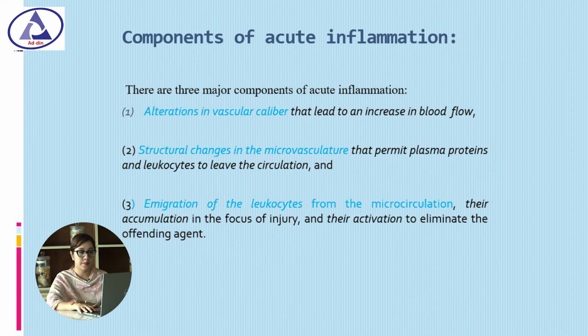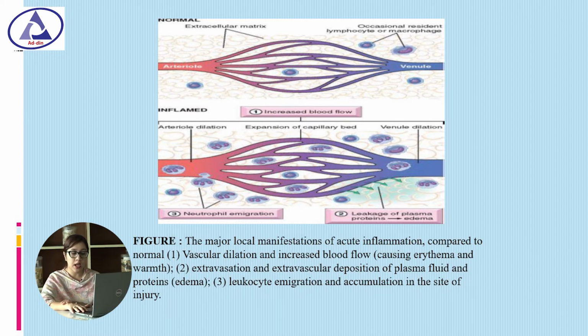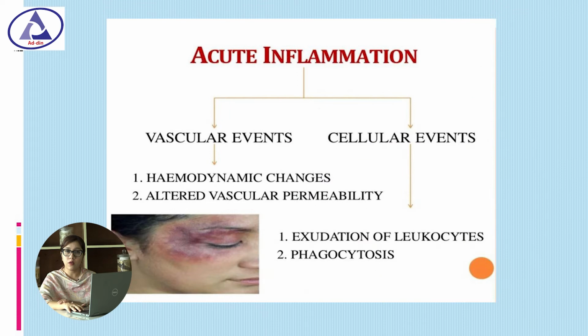offending agent. The major local manifestations of acute inflammation compared to normal. In the second figure, we can see there are vascular dilation and increased blood flow, which causes erythema and warmth, extravasation and extravascular deposition of plasma fluid and proteins, which is known as edema, and leukocyte immigration and accumulation in the site of injury. Acute inflammation has two events, that is vascular event and cellular event.